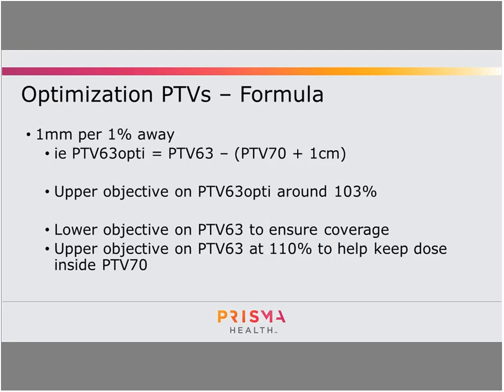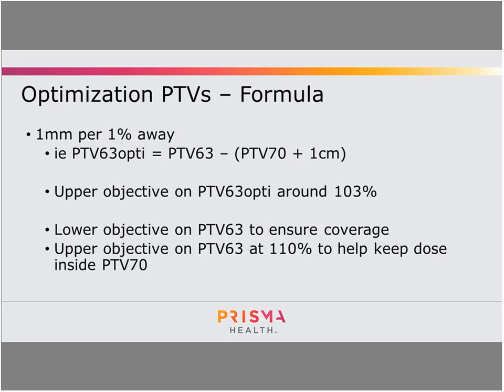The way I like to do it is I tried to come up with a formula, because it seems like people like formulas. So mine are, I like to make them a little bit bigger than I've seen presented before. Some people will say every 5 to 10% to do a millimeter. But I like to say for each 1% in dose change to add a millimeter. And so a lot of times you'll see about a 1 cm expansion of a PTV 70, and then subtract that from your PTV 63 to get an optimization PTV.